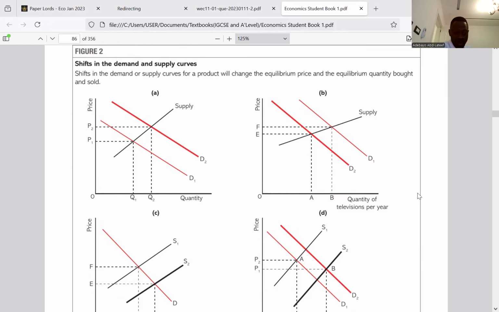A shift rightward from D1 to D2. That means demand increases from D1 to D2. And as soon as demand increases from D1 to D2, what happens to supply? Supply contracts. If supply is contracting, what happens to quantity? What happens to the price? The price will rise. Do you understand the first situation here?